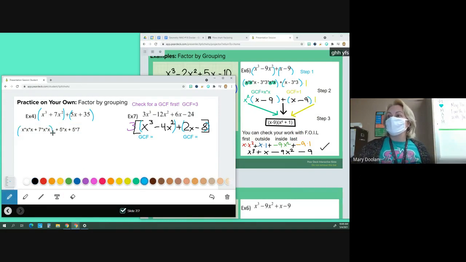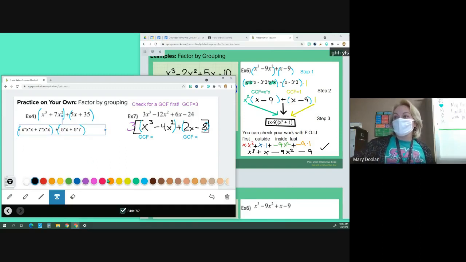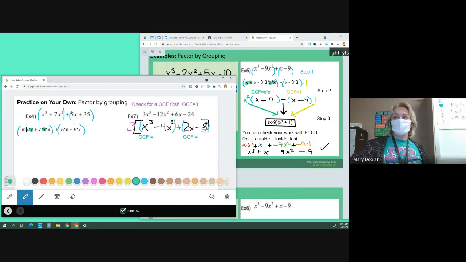Looking at these two together and these two together. If you want to use a highlighter tool or something to figure out what they have in common, they both have to have it. So if I look at the first binomial, they both have an x in common. They both have another x in common, but that's it. There's nothing else that they both have in common. So this GCF right here is just x times x, or x squared.